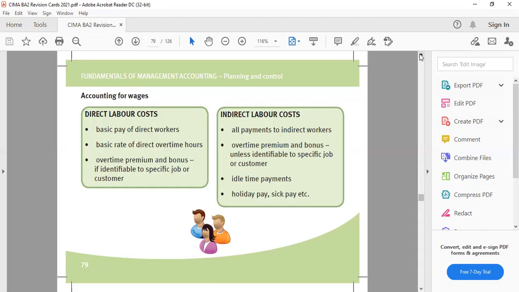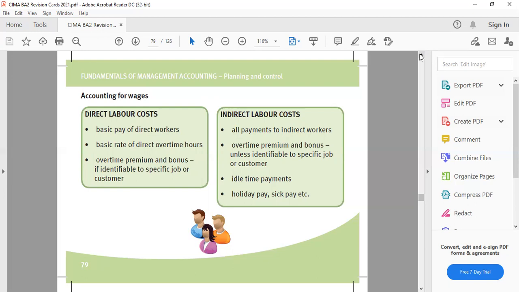But if they work more than the defined number of hours, the additional hours which they put in every day, they would be paid at a premium rate. Usually it is more than the regular rate, almost equal to 1.5 times the regular rate. But there could be alterations also. So basic rate of direct overtime hours, overtime premium and bonus is paid if identifiable to specific job or customer. So that's direct labor cost.